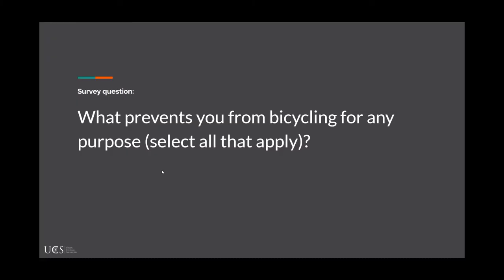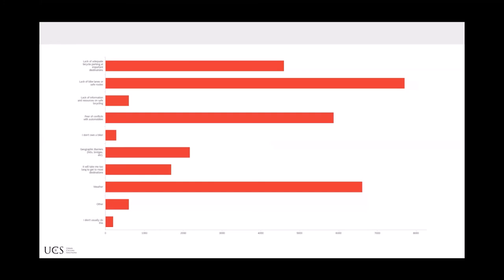So barriers to cycling: what is preventing New Yorkers from biking? Not unsurprisingly, lack of bike lanes is number one on the list. Anecdotally, we have known this for a very long time, and it is likely going to be consistent across counties in New York State. You see these two things go hand in hand: fear of conflicts with cars goes hand in hand with lack of bike lanes. If we have more bike lanes, I think fear would be reduced.